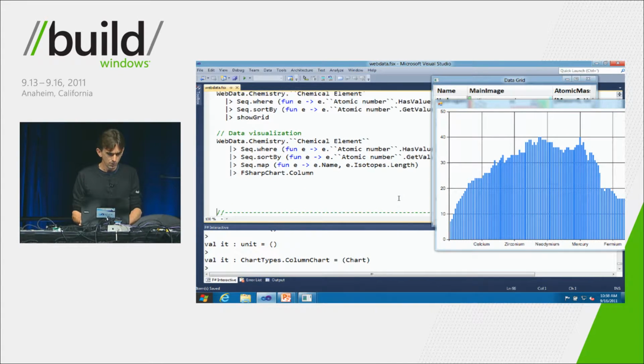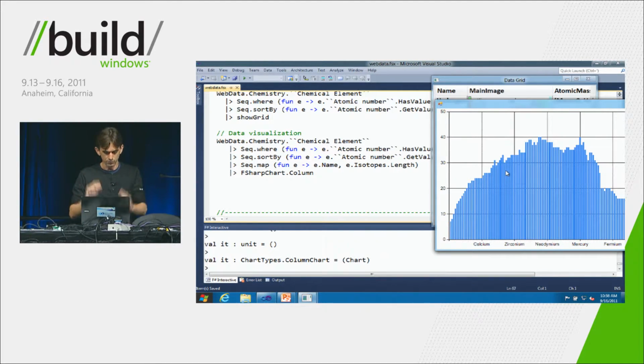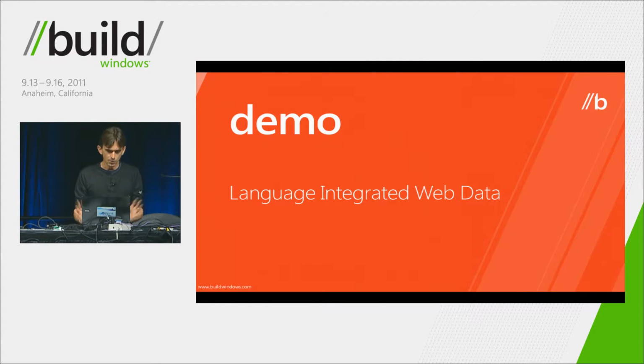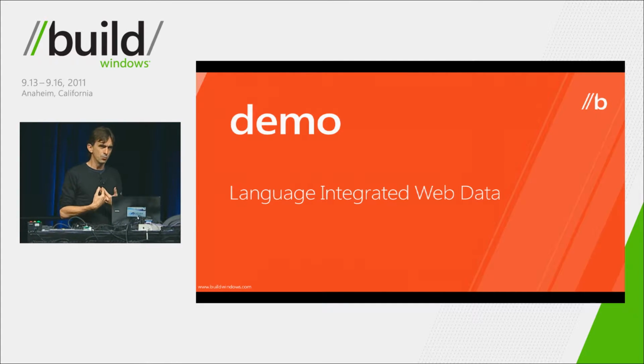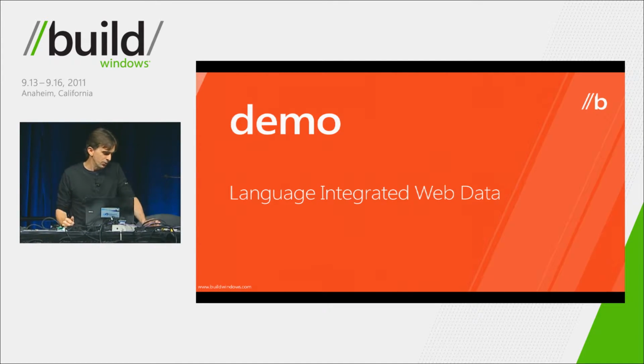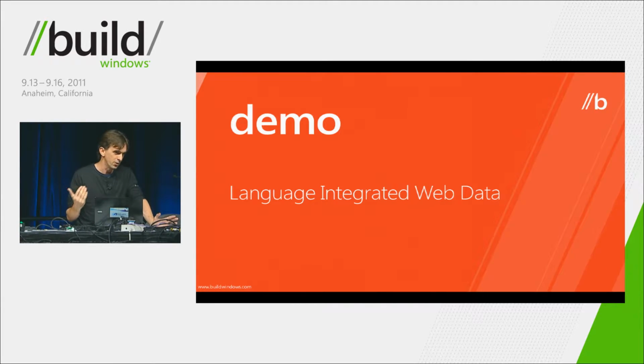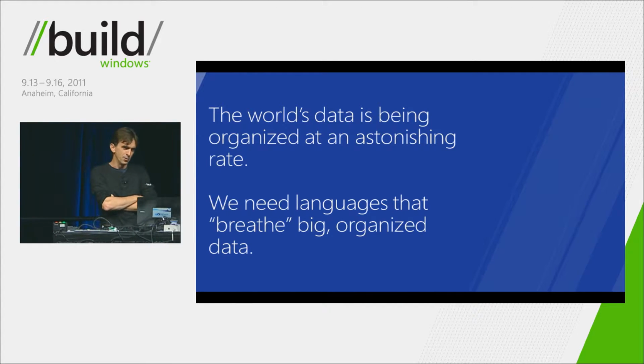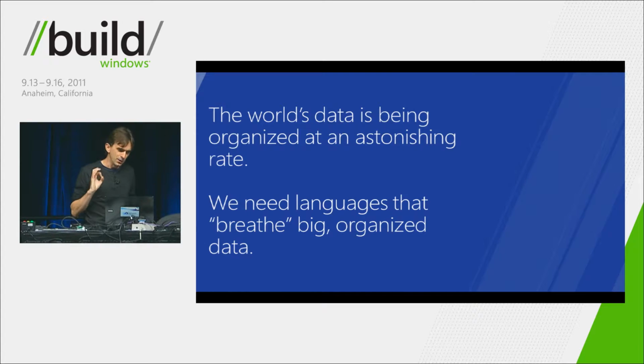Okay, so great. We have data, and once you have data, there are many different directions you can go from that point. What you see there is language-integrated web data, or, if you want to use fancy terms, language-integrated semantic web ontologies in this case. So the world's data is being organized and made available in highly reliable ways at an astonishing rate. And the idea of F# 3.0 is that we need languages that breathe big, organized data, that live and thrive off big, organized data.